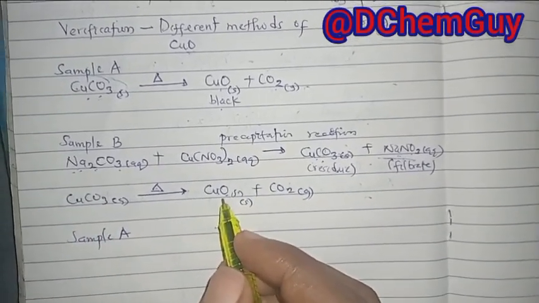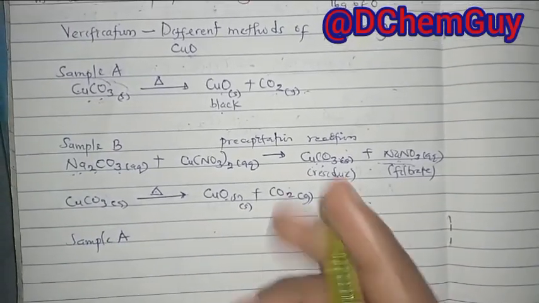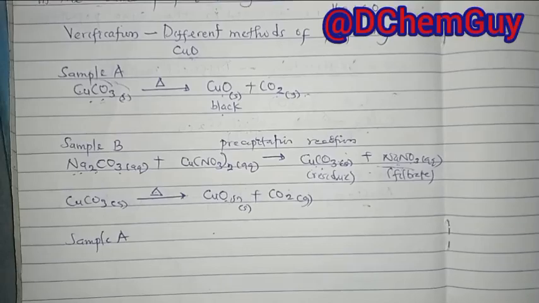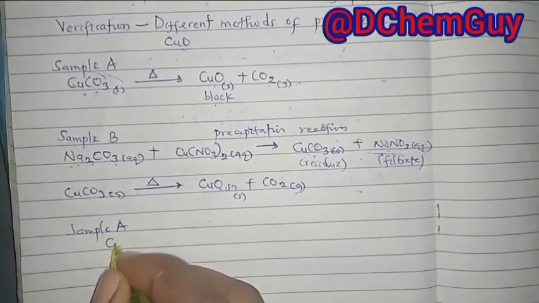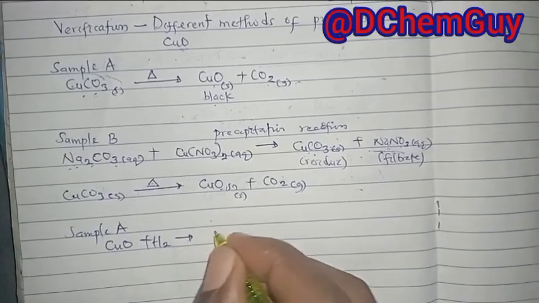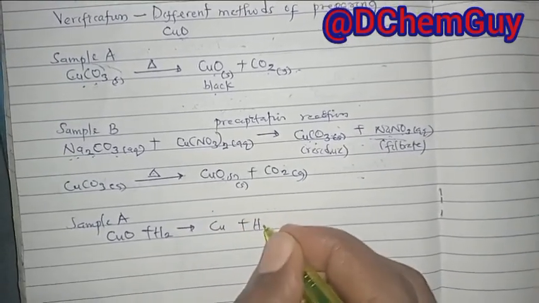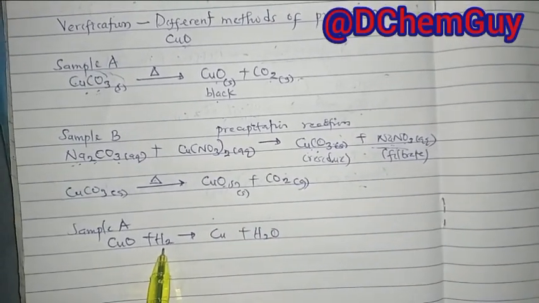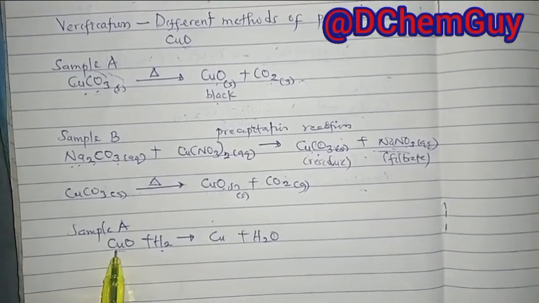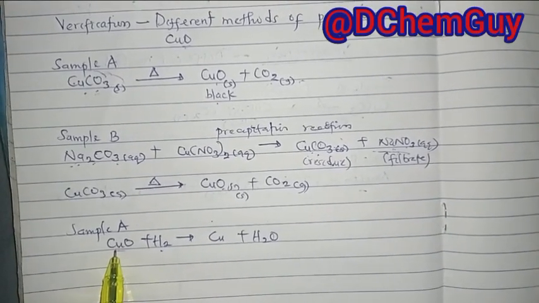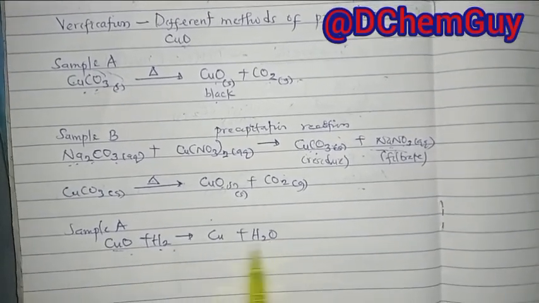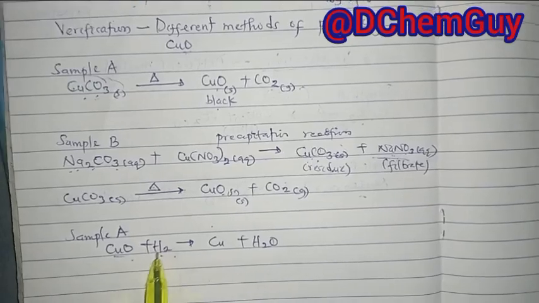We will place this in a boat and allow a stream of hydrogen to pass through it. So we reduce it by hydrogen. That is, copper 2 oxide plus hydrogen gas is going to give you metallic copper plus water. So this is what we call reduction. You add hydrogen to it and you remove oxygen from copper 2 oxide. So we are going to reduce it by adding hydrogen to it for sample A.